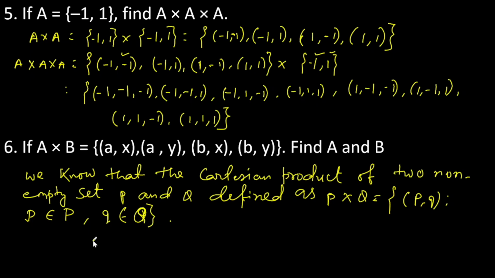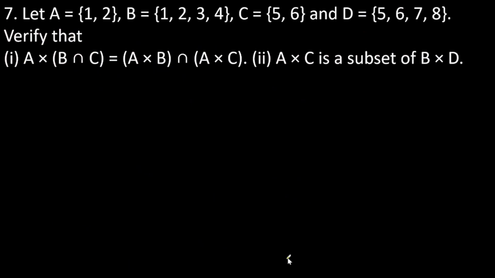According to the definition, we can say the set A should be defined like that. The first element a is repeated here, and b, so A is a comma b. The B set should be defined like that: the second element x, y means x comma y, because elements should not be repeated. So A is a comma b, and B is x comma y.